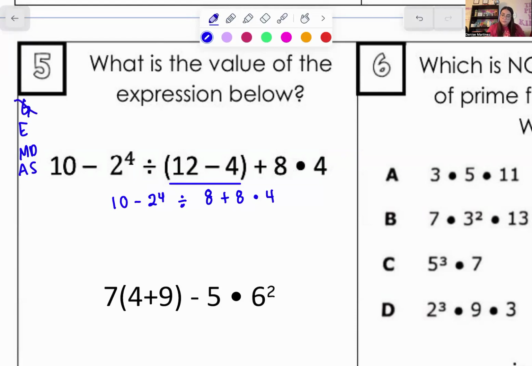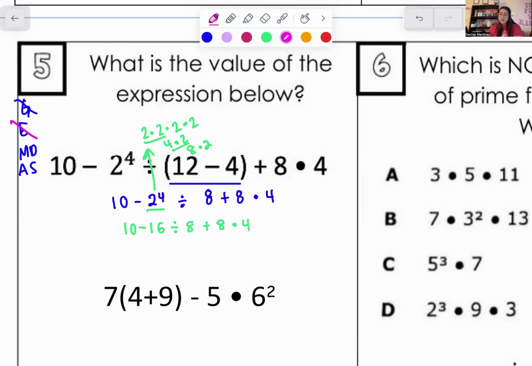I'm done with grouping. Do I have exponents? Why, yeah, I do. So I'm going to rewrite this to 2 times 2 times 2 times 2. So 4 of them. Not 2 times 4. It's not 8. I don't want to see 8. I want to see 2 times 2 times 2 times 2. So 2 times 2 is 4. 4 times 2 is 8. And then 8 times 2 is 16. So it's not 8, it's 16. We're going to rewrite so I don't make silly mistakes.